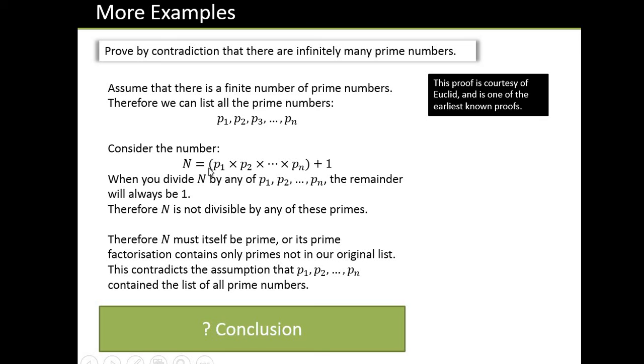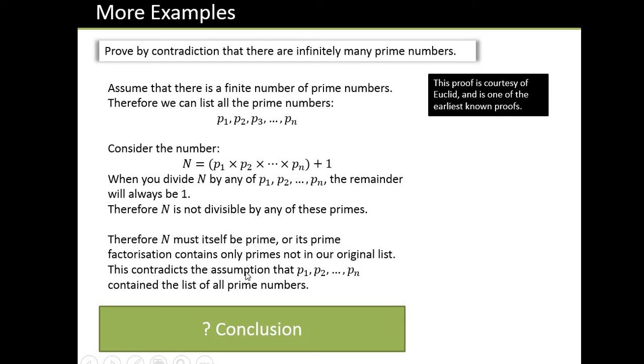Assume you can have a number then, all of those primes times together, and then I add 1. So can you see what happens? If you try and divide n by all of those primes, there'll always be a remainder of 1, which means n is not divisible by any of those prime numbers. So n must be itself prime, or in its prime factorisation that you make at GCSE, there contains only primes not in our original list. There must be another prime not in this list.